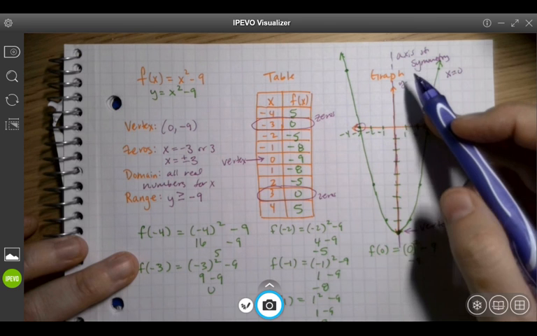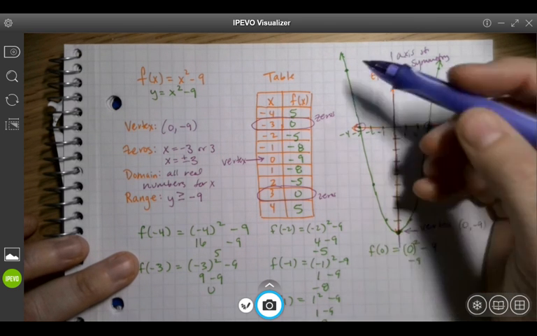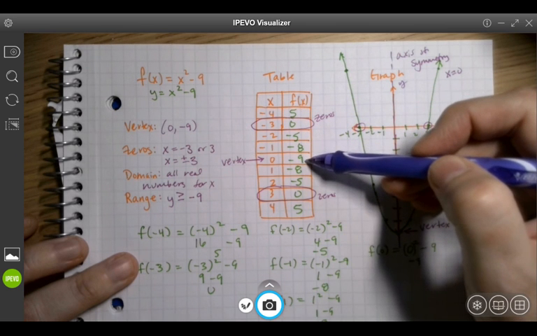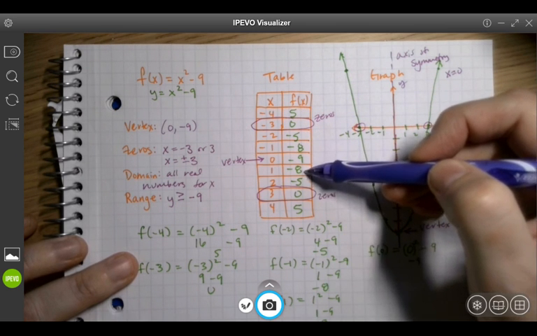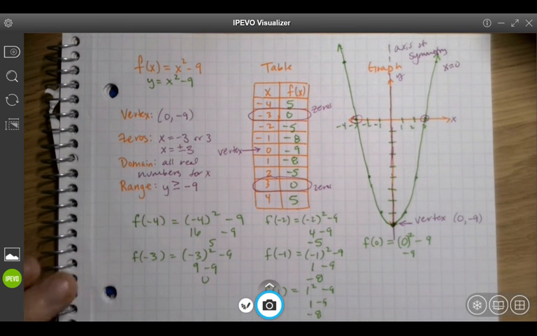Using the axis of symmetry can be really helpful sometimes. You can also see the symmetrical behavior in the table, where it goes 5, 0, -5, -8, -9, and then it goes back up: -8, -5, 0, 5. We see that symmetry in the table too.